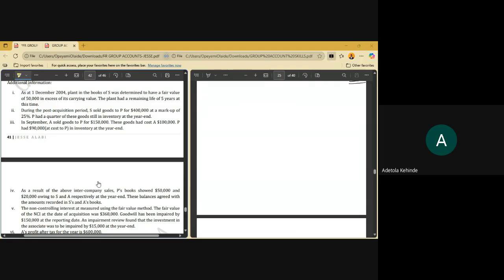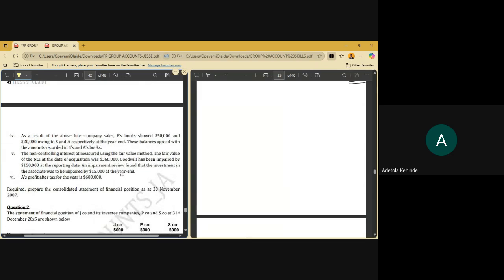The NCI is measured using the fair value method. The fair value of the NCI at the date of acquisition was $368,000. Goodwill has been impaired by $150,000 at the reporting date. An impairment review found that the investment in the associate was to be impaired by $15,000 at the year end. A's profit after tax for the year is $600,000. Required: Prepare the consolidated statement of financial position as at 30th November 2007.